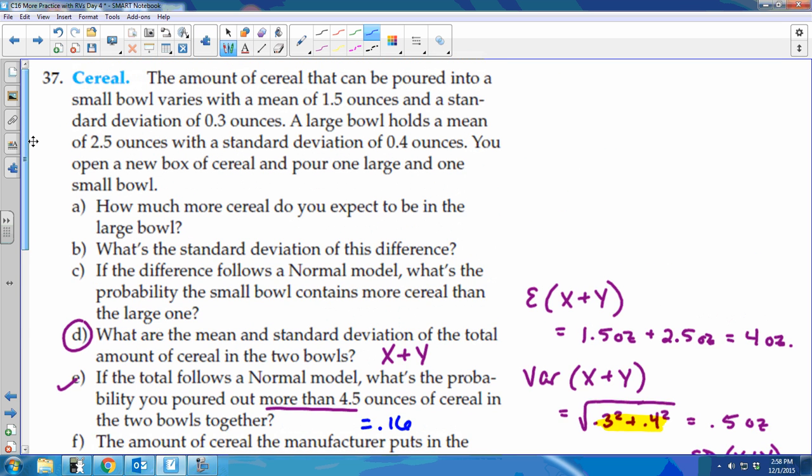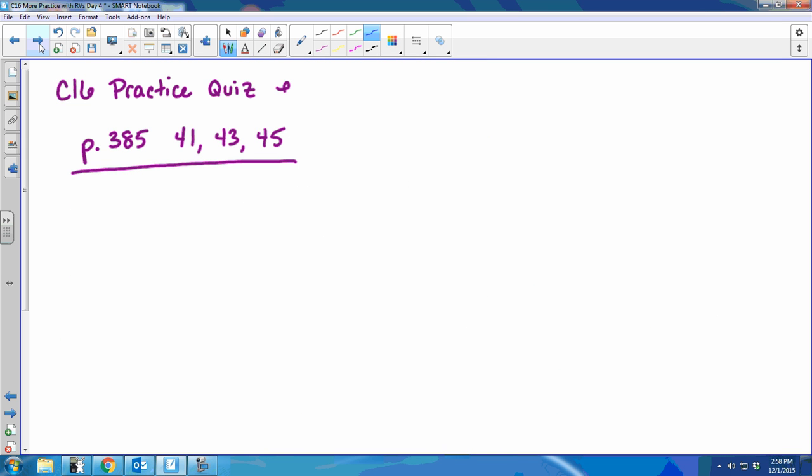The homework tonight will be the practice quiz, and then the 3 questions on page 385 are just like we just did here. So we're practicing with that whole finding means and standard deviations by combining random variables. It helps you practice with all of those different rules. And then also using the normal model to help you find probabilities for continuous random variables.